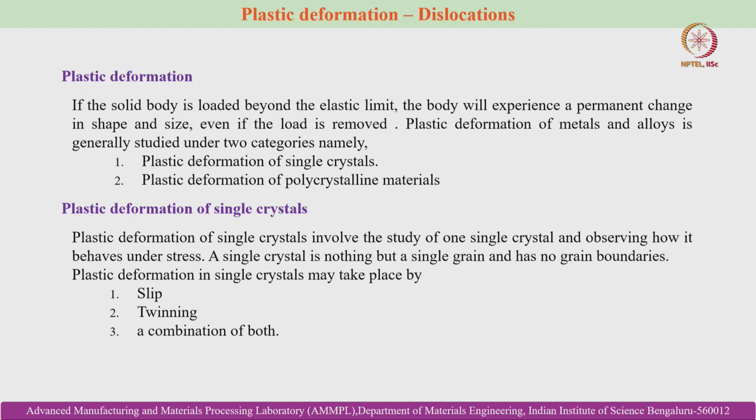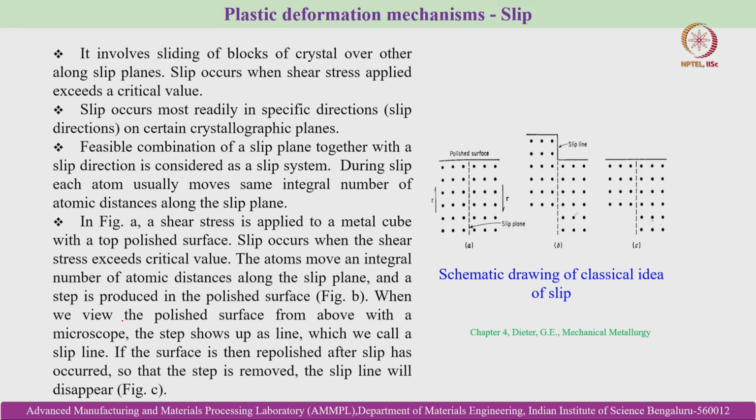Okay. So, the plastic deformation of single crystals involves the study of one single crystal and observing how it behaves under stress. A typical single crystal is nothing but a single grain and has no grain boundaries. Plastic deformation in single crystals may take place either by slip or twinning or a combination of both. Okay. So, it involves sliding of blocks of crystals over slip planes, and slip occurs when the applied shear stress exceeds a critical value. Slip occurs most readily in specific directions, that is the slip direction.